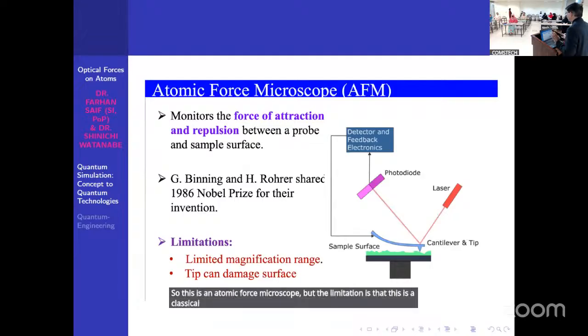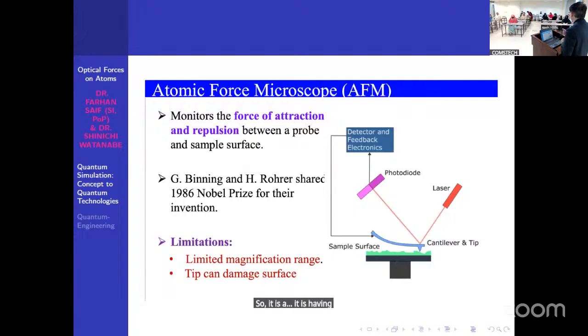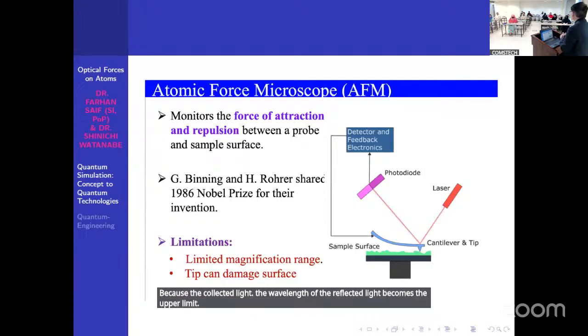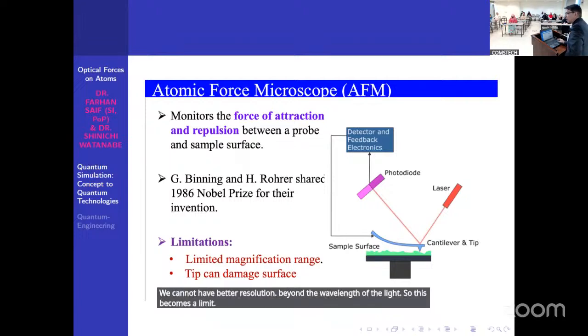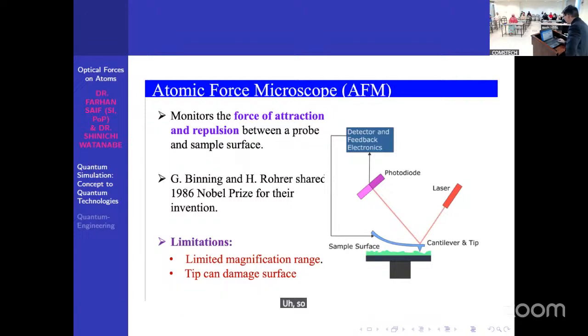This is not a quantum mechanical device. So it again has the limitation of the wavelength, because the wavelength of the reflected light becomes the upper limit. We cannot have a better resolution beyond the wavelength of the light. So this becomes a limit. So this is something which is interesting.